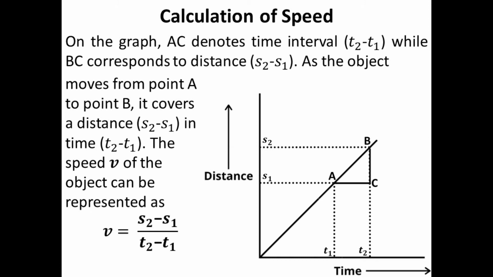As the speed of an object is distance covered divided by time taken, thus the speed of the object V here is distance covered, that is S2 minus S1 divided by time taken, which is T2 minus T1.